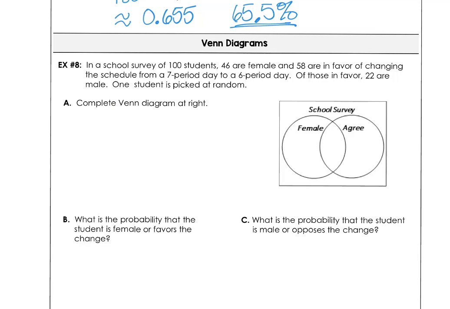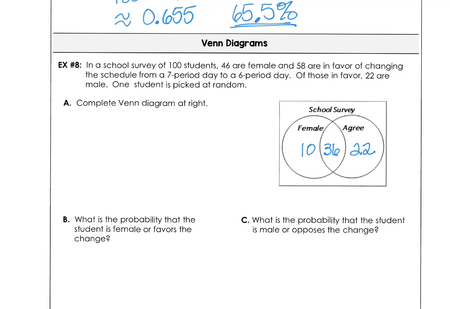So in our Venn diagram, we had 22 are male and 46 are female. So we would have 36 and 10 to give us 100. Let's see, 100.